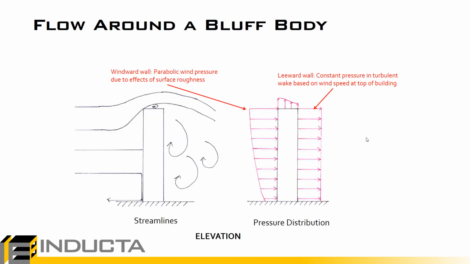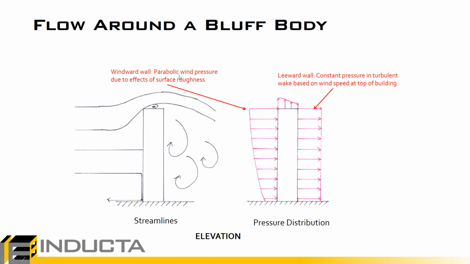Again, looking at the same problem in elevation, same thing, flow stagnates. We have some flow hitting the building, reversing backwards, flow going over the top, shearing, generating some wake, and then we have basically turbulent wake at the back of the building. So the pressure distribution as calculated to the wind code, as we will see in the software, has a parabolic distribution on the windward face.